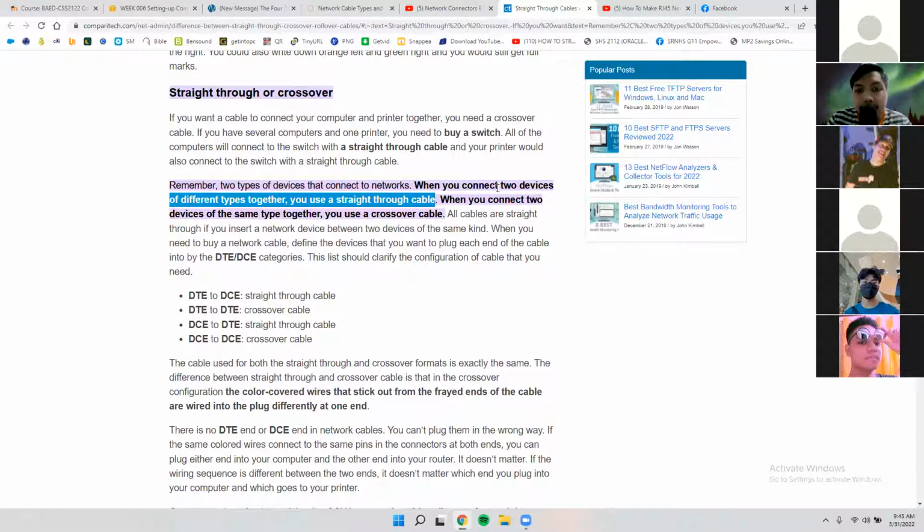Okay? For example, when you connect devices of the same type together, we use the crossover. For example, pwede ring router to switch. Okay? So, crossover. So, computer to computer, crossover. Printer to computer, crossover. Okay? Kasi syempre, may specification sila eh. Straight, data transmission and data circuit terminal equipment.